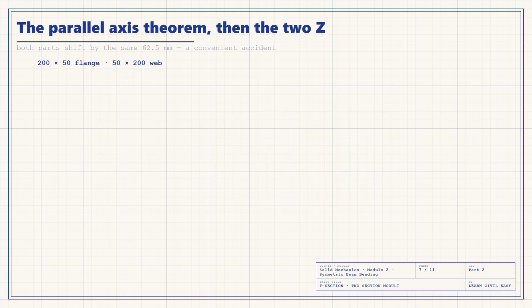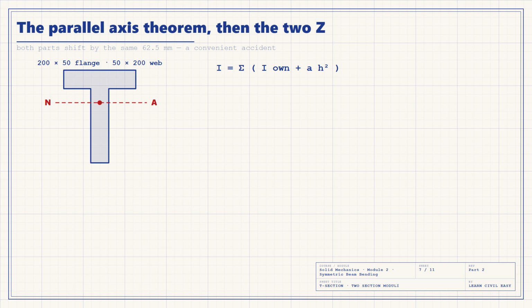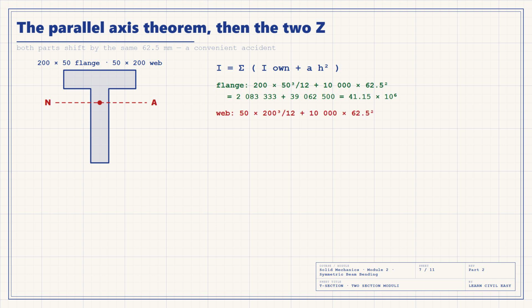Now, the second moment of area about that neutral axis by the parallel axis theorem. For each rectangle, take its own second moment about its own centroid, then add its area times the square of the distance from its centroid to the section centroid. And here something convenient happens. The flange centroid is at 225, the section centroid at 162.5, so the shift is 62.5. The web centroid is at 100 and the shift is again 62.5. Both parts the same shift.